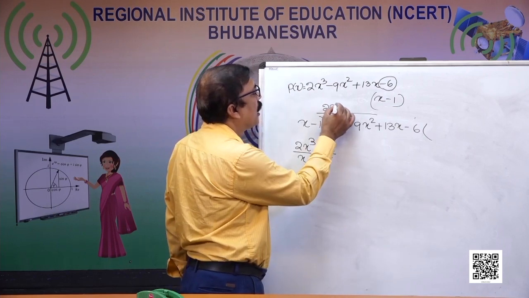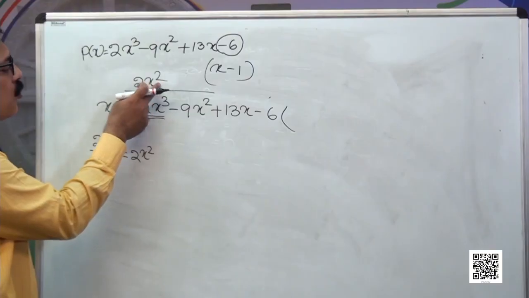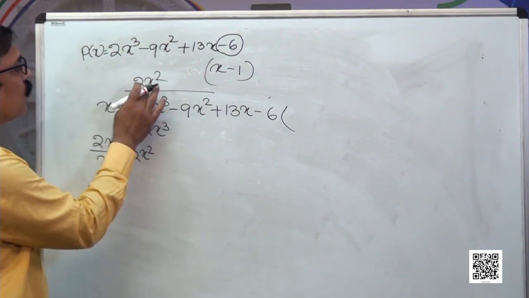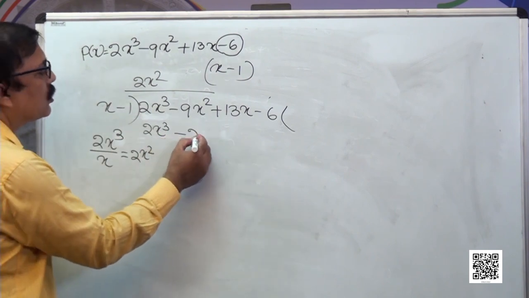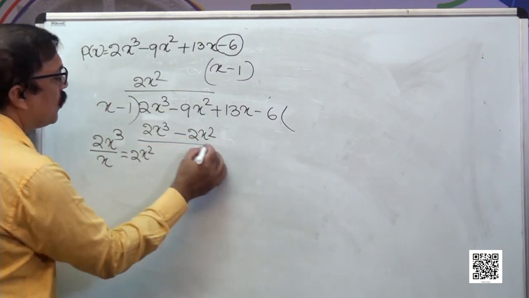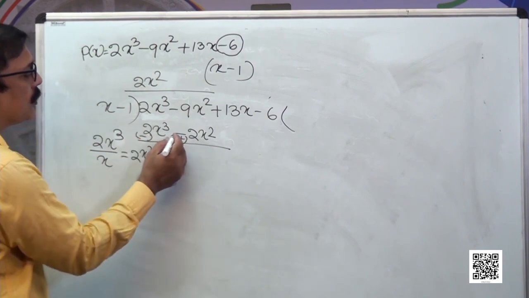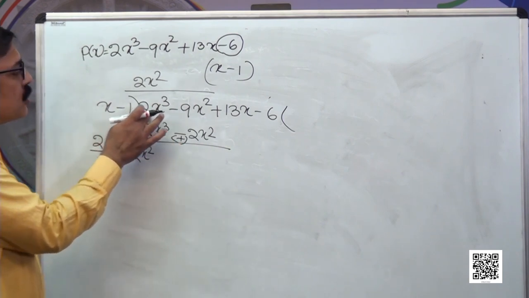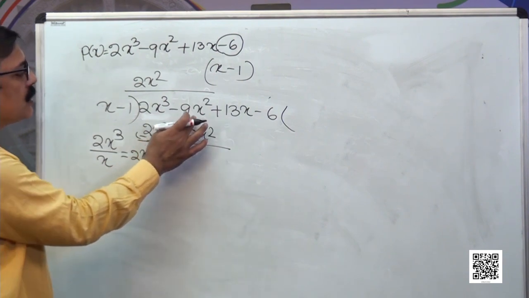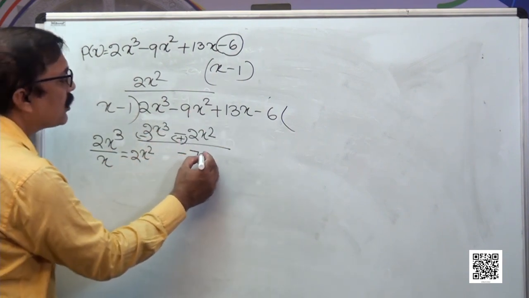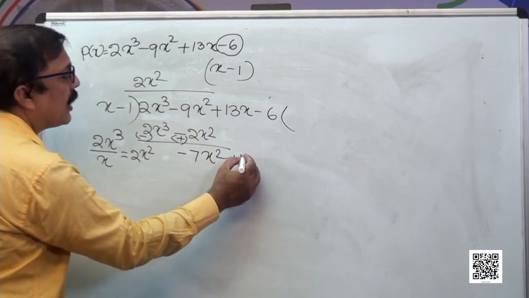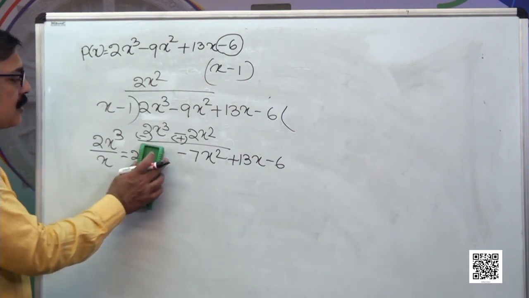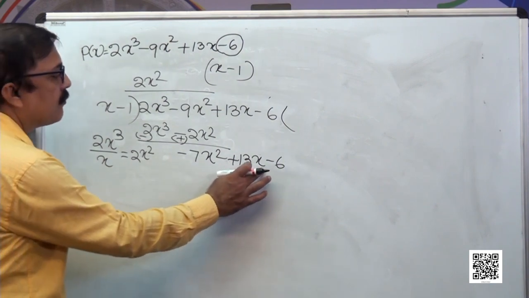So by substituting here 2x square, just multiply 2x square with x gives 2x cube, and 2x square into minus 1 gives minus 2x square. So subtract it. To subtract it, we have to change the signs. 2x cube minus 2x cube is 0. Minus 9x square plus 2x square gives minus 7x square. Here it is plus 13x and minus 6. Our new dividend is minus 7x square plus 13x minus 6.